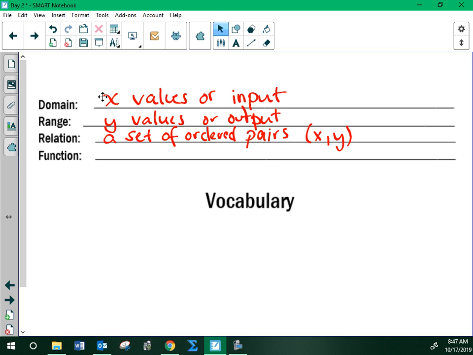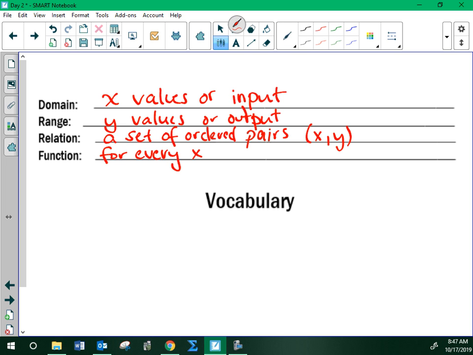Now, a function is: for every x, there is one and only one y. For a relation, we just have a series of points, and we can have multiple x's, multiple y's. But when we have the relationship where for every x there's only one single y value, then we call that a function. And function is what we work with more in algebra. Okay? So that's your vocabulary.